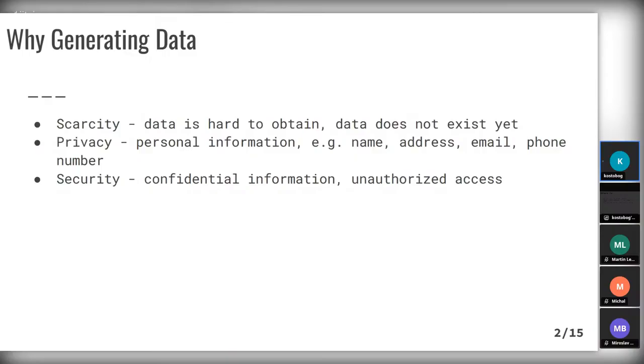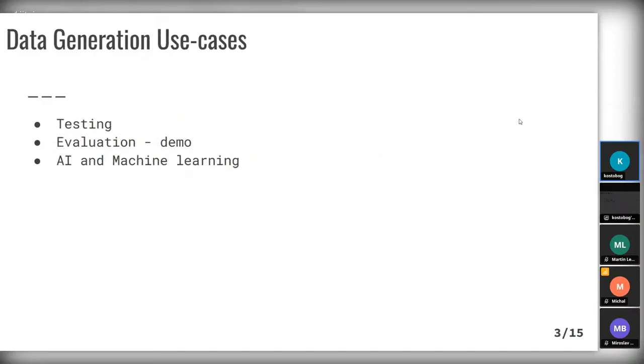Then obviously there are these other issues, which are privacy and security. So essentially, companies may not want to share information about people, like names, addresses, emails, phone numbers. And for security reasons, companies want to avoid sharing confidential information or maybe even leaking unauthorized access.